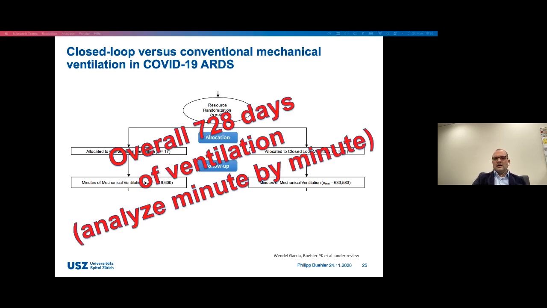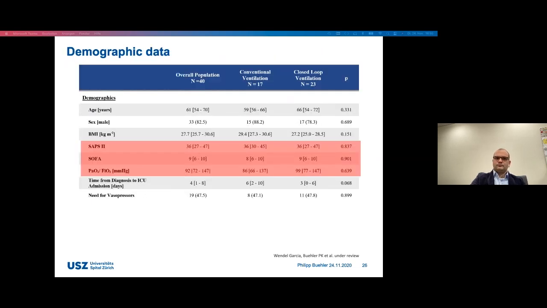Overall, 728 ventilation days were monitored minute by minute for lung protective ventilation. Criteria of lung protection were peak pressure below 30 centimeters of water, tidal volume below 8 milliliters per kilogram ideal body weight, driving pressure below 15 centimeters of water, and mechanical power below 17 joules per minute.